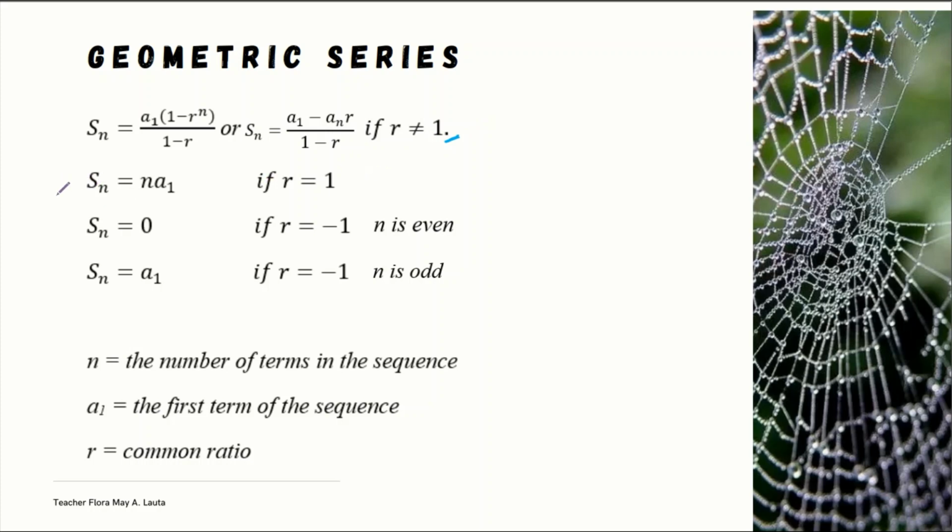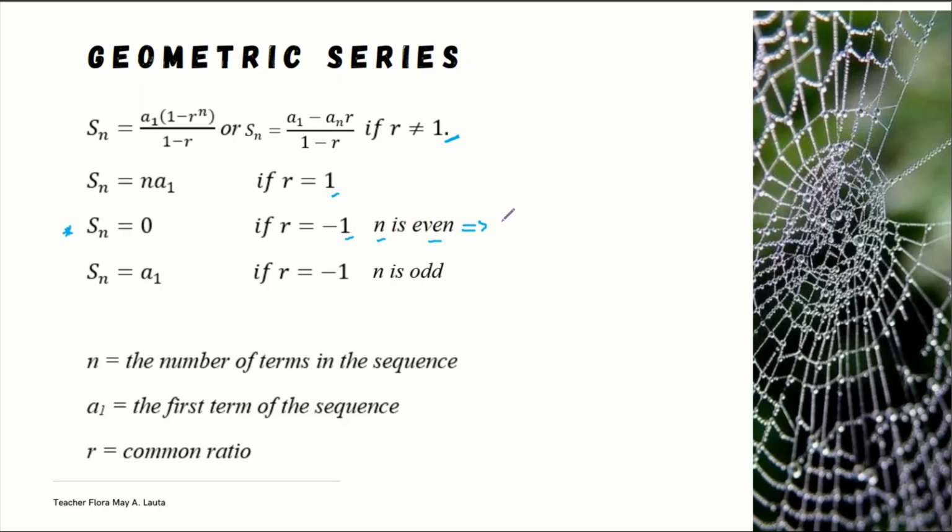Now, if our r is equal to 1, S sub n is equal to the first term times n, which is how many terms we have. Take note that if you use the other formula when r is equal to 1, our denominator becomes 0, right? And then another situation is when r is equal to negative 1 and our n is even.